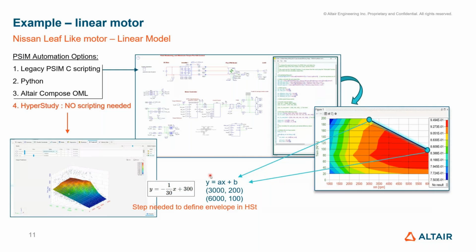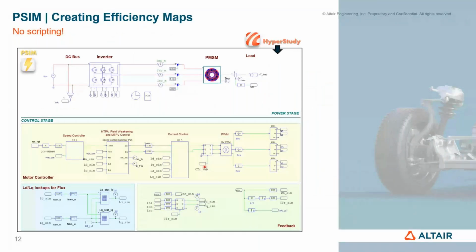So what HyperStudy does is it takes a PSIM simulation where you can have all the system variables parameterized. For example, there is the torque and speed point, which will be parameterized, but you can also have an inverter that will be using different semiconductors. You can use different switching frequencies, different machine models, and different modulation techniques. All these can be variables.